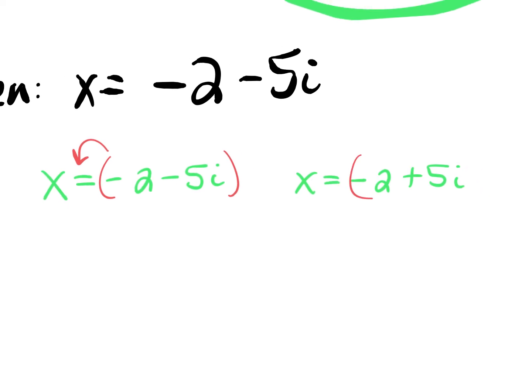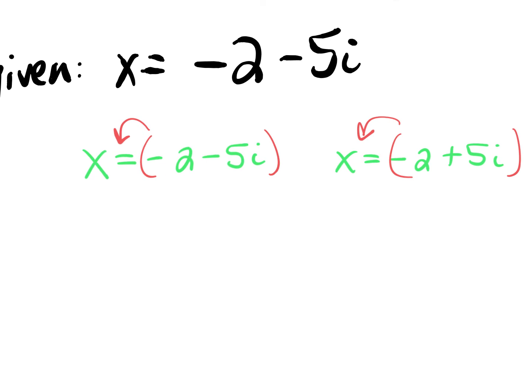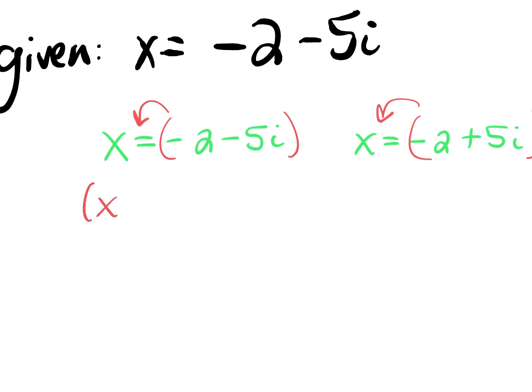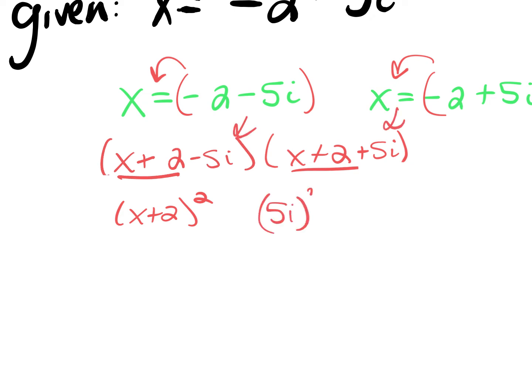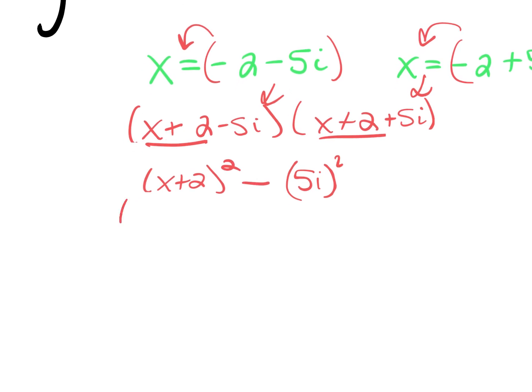When I bring this root over, right, because this is going to say x plus 2 minus 5i, and then this is going to become x plus 2 plus 5i. So again, I notice I have x plus 2 in the front, so x plus 2 squared. I have a 5i twice, so that's squared, and the signs in the middle are different, so I have my minus sign. So again, let's FOIL this.